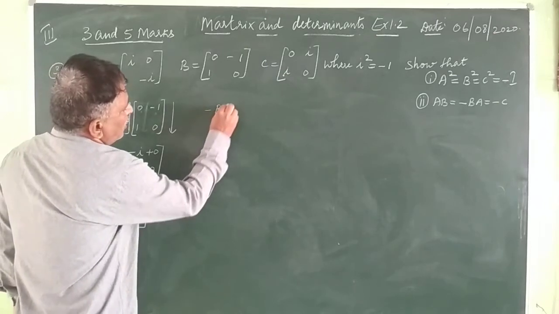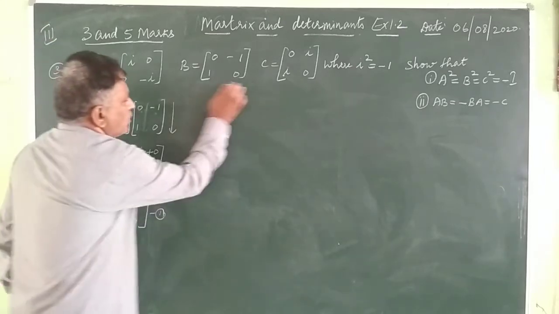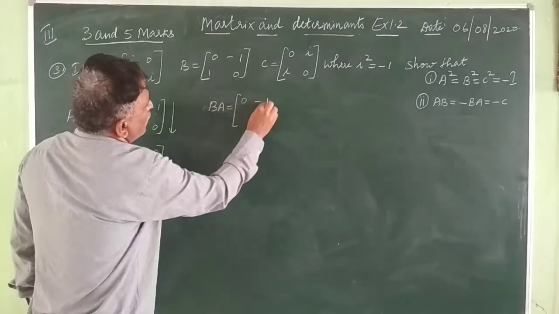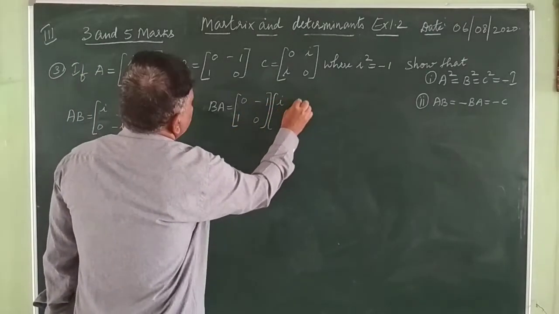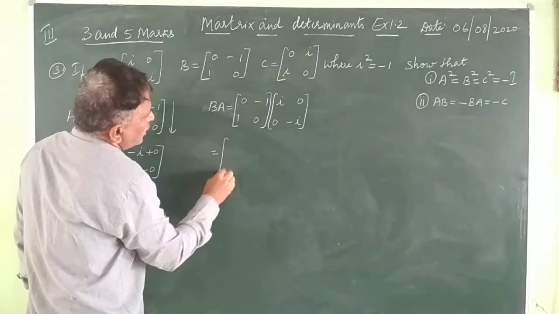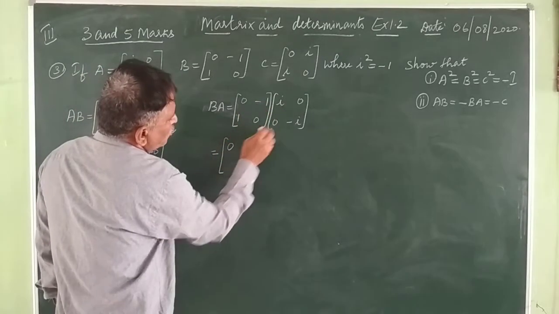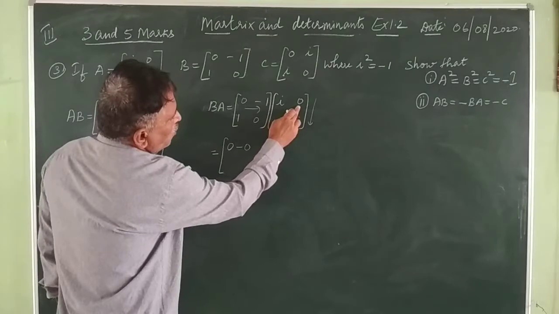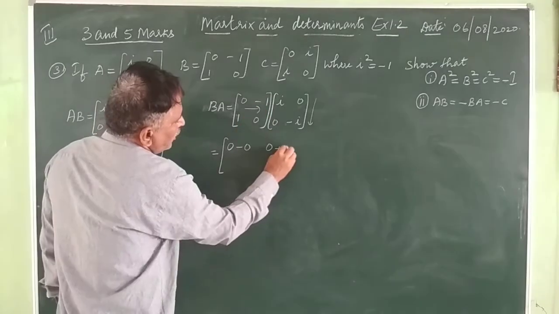Minus BA. First, what you do is, first you find out BA, then you find out negative of BA. So BA is equal to what? 0 minus 1, 1, 0. What is A? I, 0, 0, minus I. Now this is 0 into I, 0. Minus 1 into 0, minus 0. First row, first column is over, second column. 0 into 0, 0. Minus into minus, plus 1 into I.